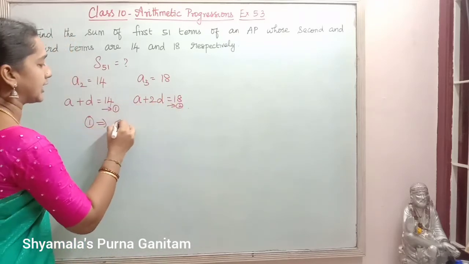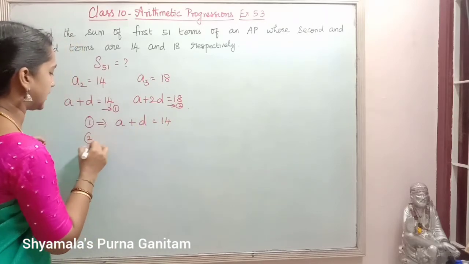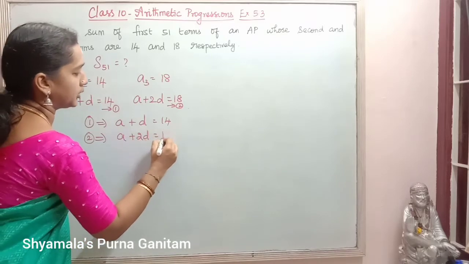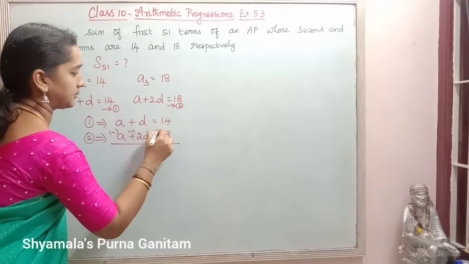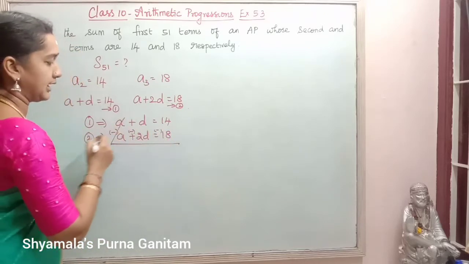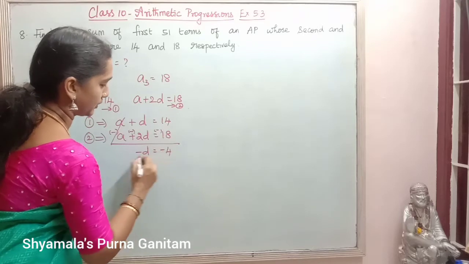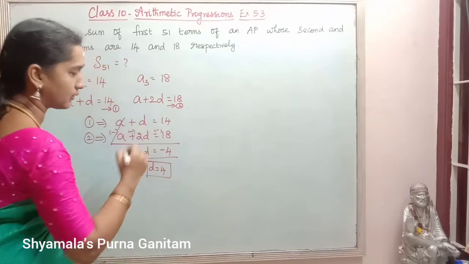So first we will write it as it is. a plus d is equal to 14. The second one, a plus 2d is equal to 18. When we subtract both, a will get cancelled. Here minus d is equal to minus 4. So d is equal to 4. So we got the difference as 4.